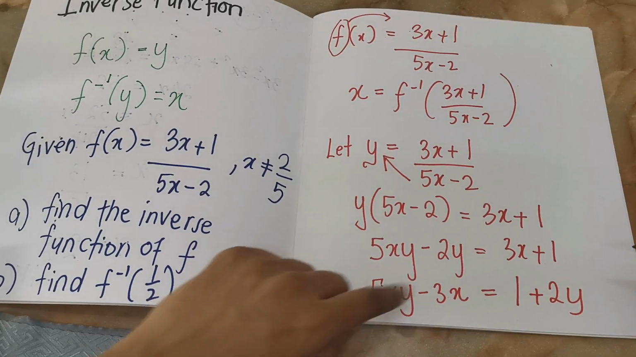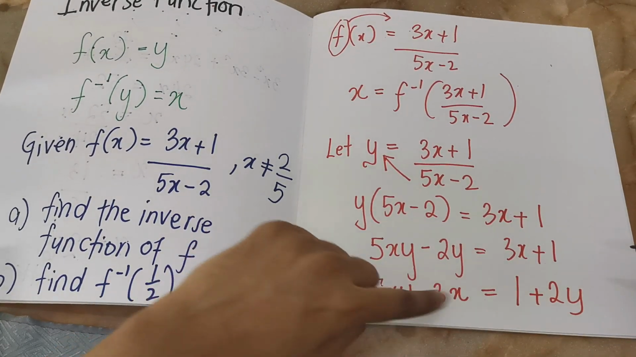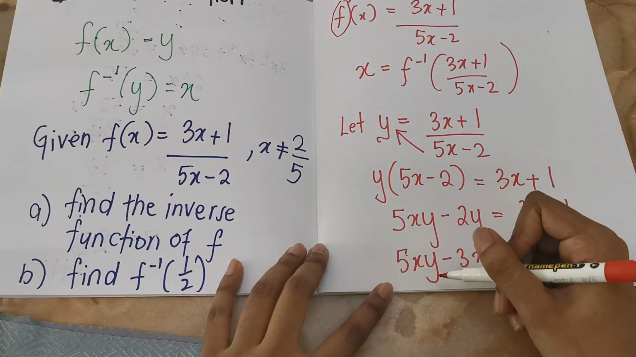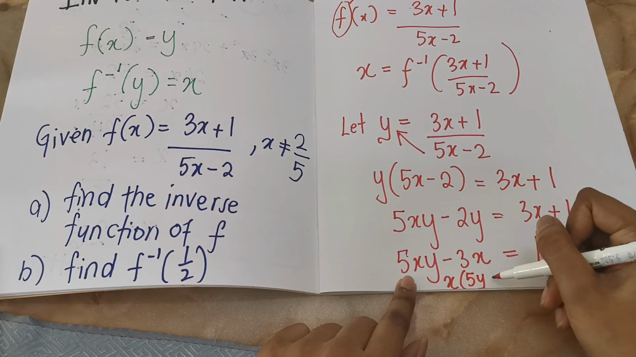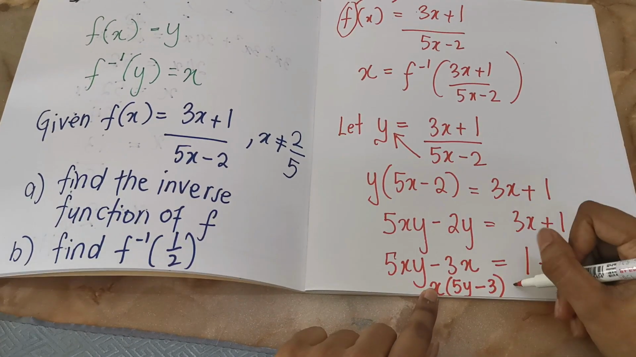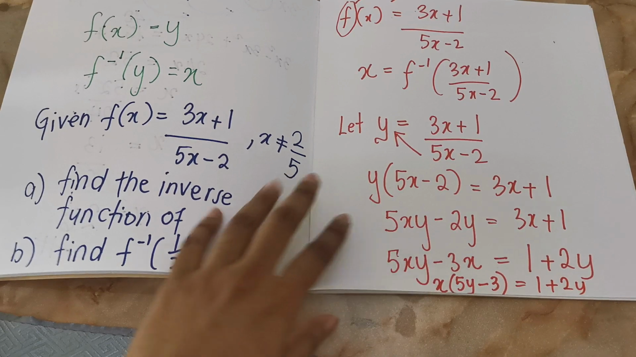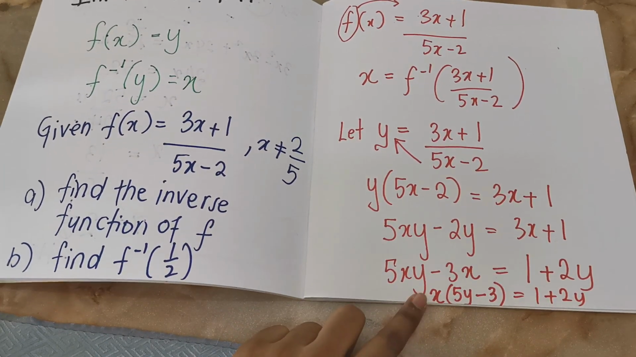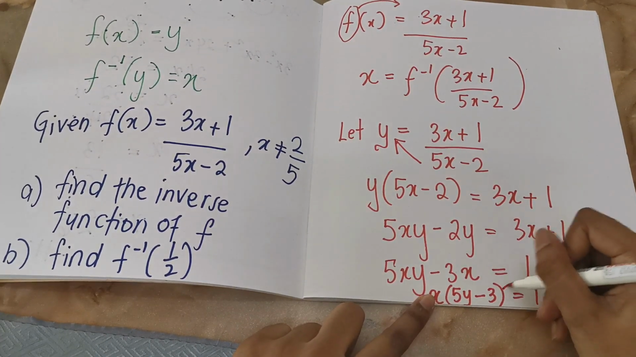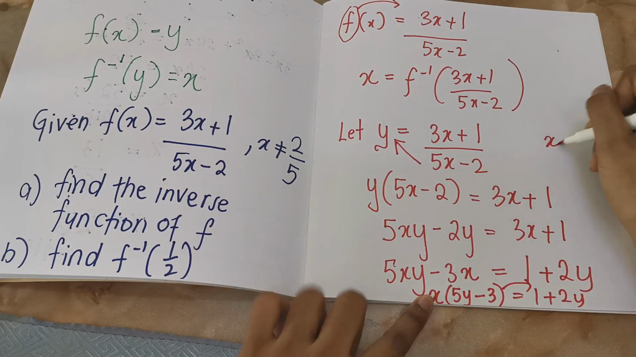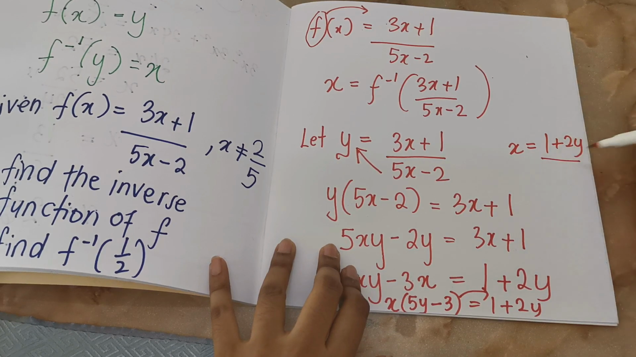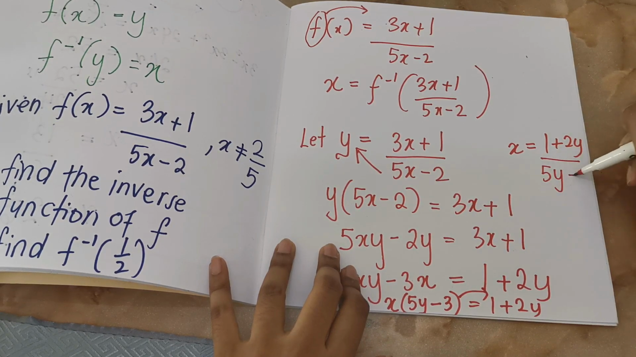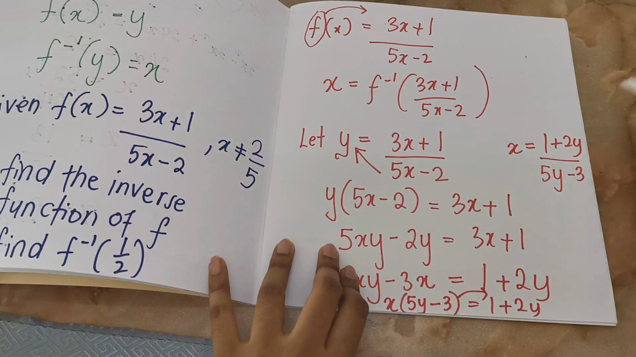Now as you can see, we have x in both terms, so we can factorize the x out. Factorizing x out, we get x(5y - 3) equals 1 + 2y. Now what is our x? I think we already got our x, so we bring this over: x equals (1 + 2y) over (5y - 3). So we have already obtained our x.